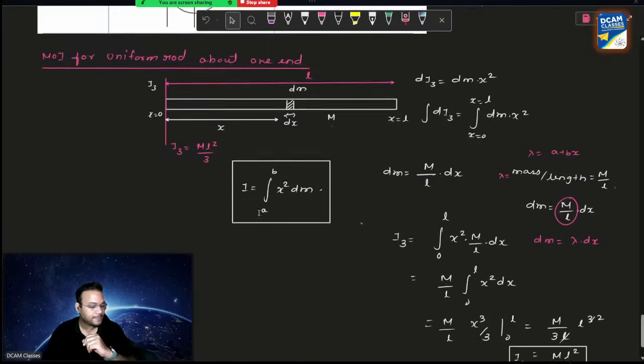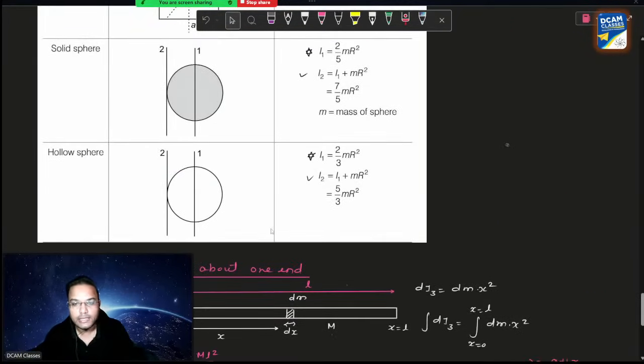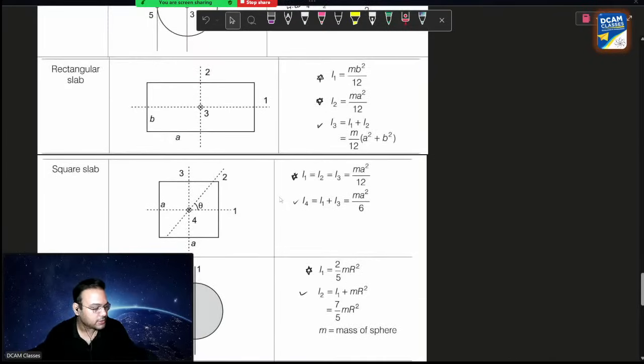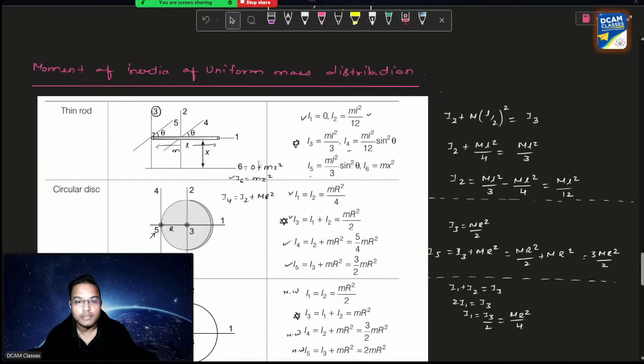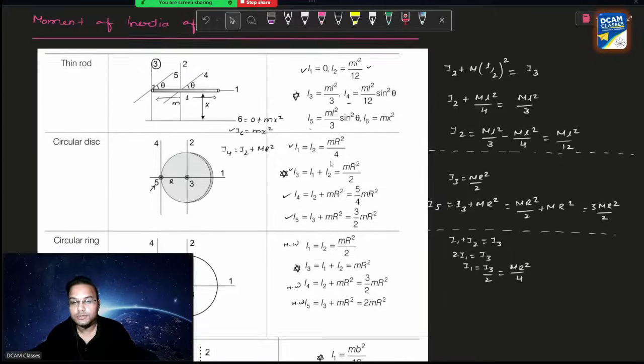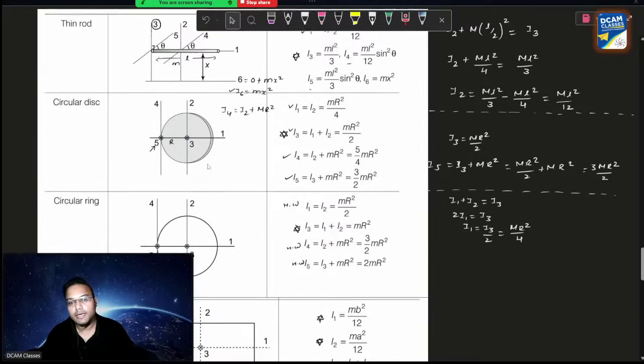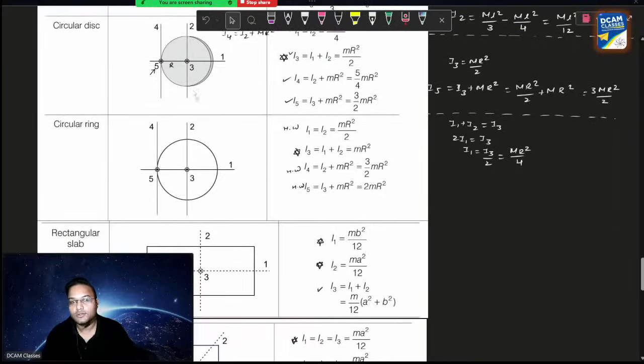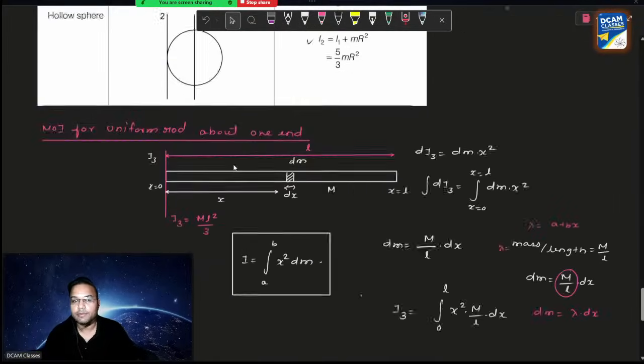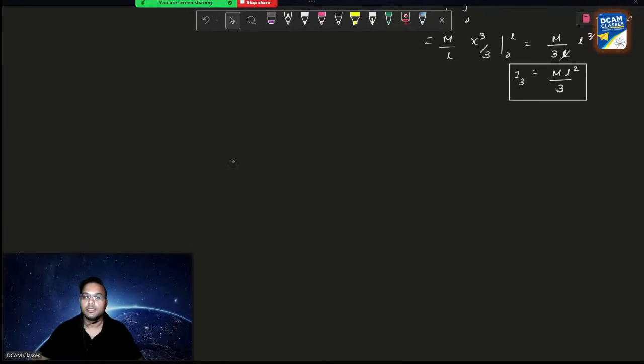See, in the last class, I told you the moment of inertia of a thin rod with uniform mass distribution. We are using this one. Similarly, let me tell you about the circular ring also, and then the disc also, and this slab also. Okay, we'll do it. Then you will understand how we are doing it.